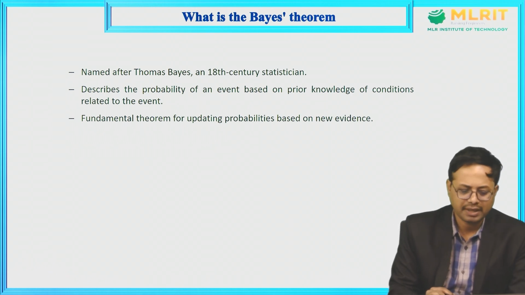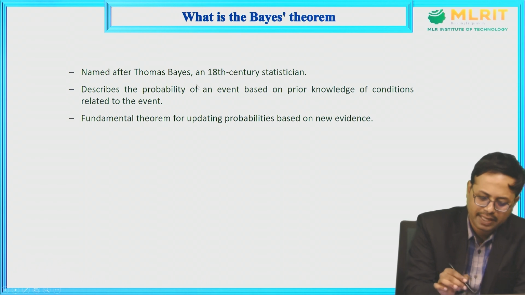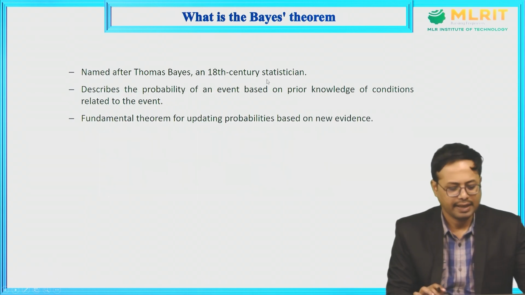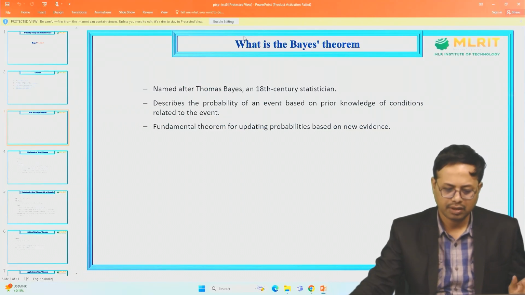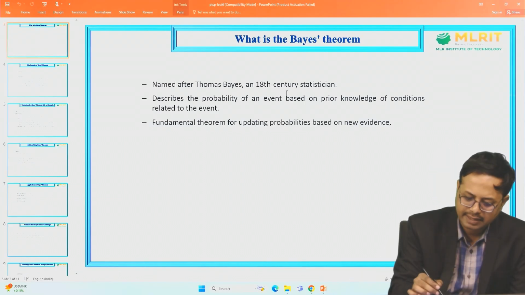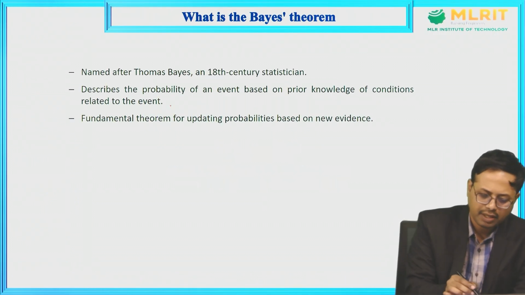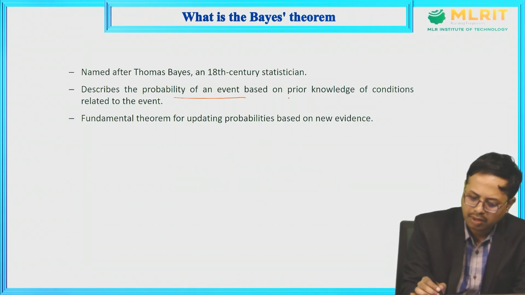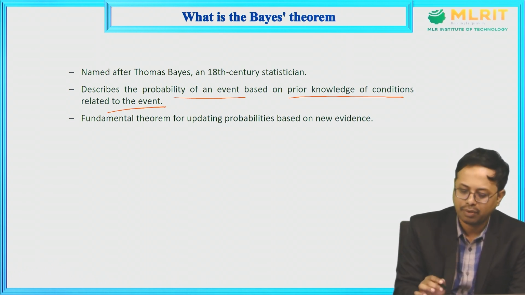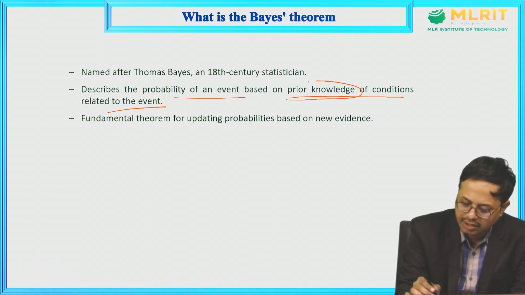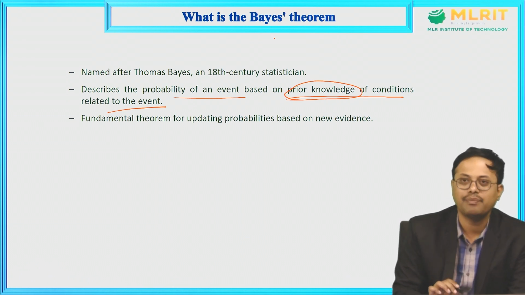Okay, Bayes theorem. What is Bayes theorem? The scientist Thomas Bayes, in the 18th century, introduced the concept of Bayes theorem. He described the probability of an event based on prior knowledge of the conditions related to the event. Bayes theorem is applicable only with prior knowledge of the events. The event is known before, then only we can apply the Bayes theorem concept.